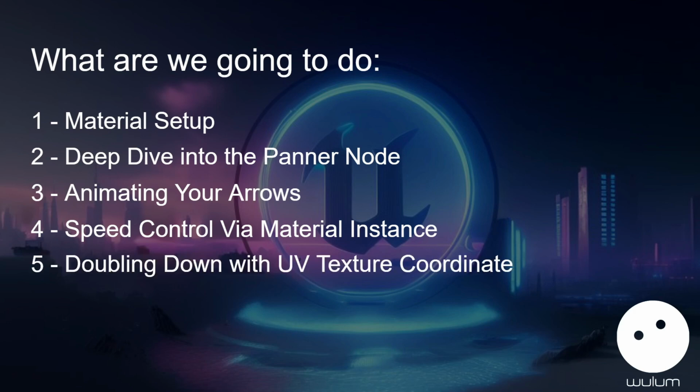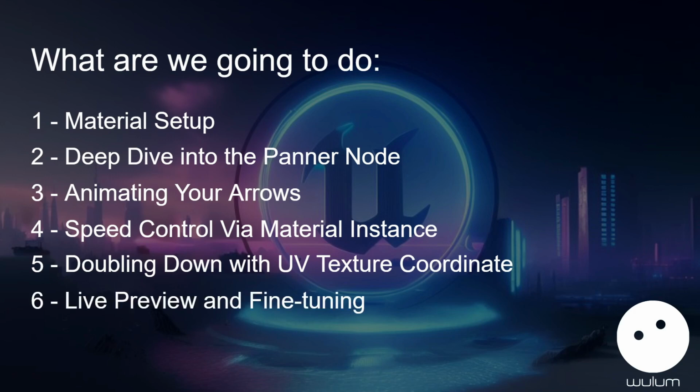Doubling down with UV texture coordinates. Discover how to effectively duplicate the number of arrows shown in your texture through the clever use of the UV texture coordinates node, enhancing the density and impact of your animation with additional assets. Live preview and fine-tuning. See your animated arrows come to life in real time. We'll preview the animation, making live adjustments to ensure everything looks just right.